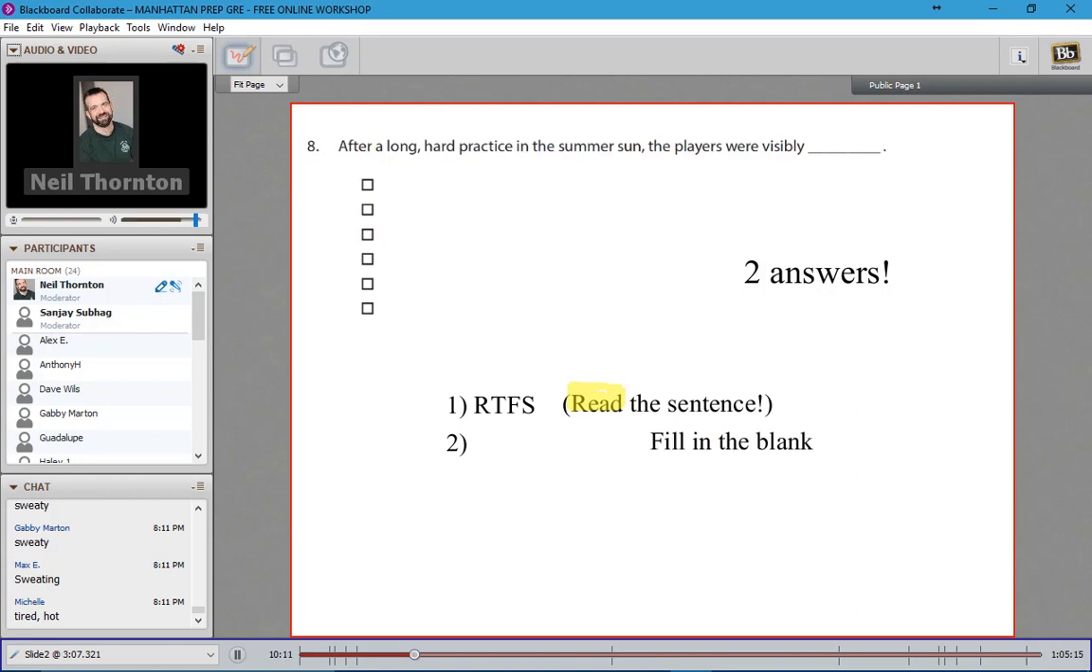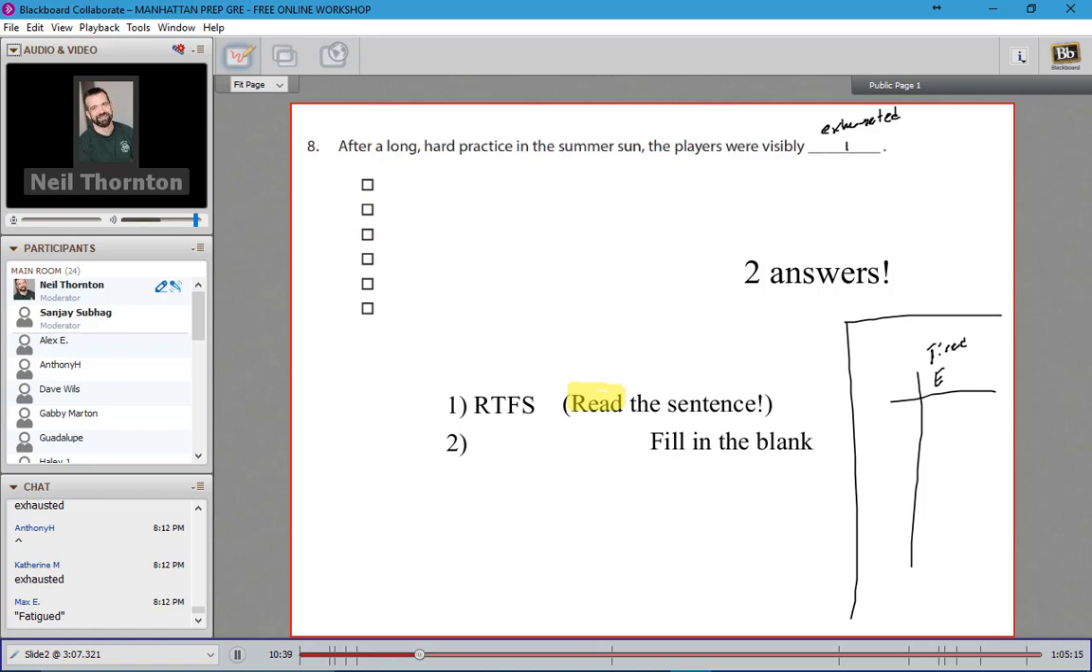So what visually did you already fill in the blank with? You've already kind of filled in the blank already. What have you got? All right, exhausted, simply, tired. All right, so on your scratch paper, here's what I want you to do. So this is your scratch paper. I want you to write on your scratch paper: tired, exhausted, fatigued. And by the way, tired works.